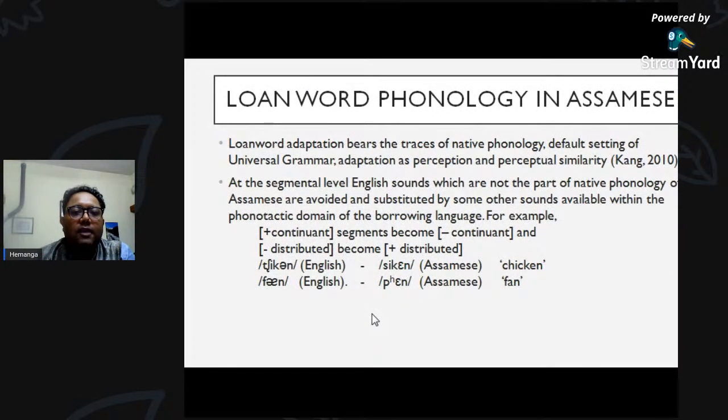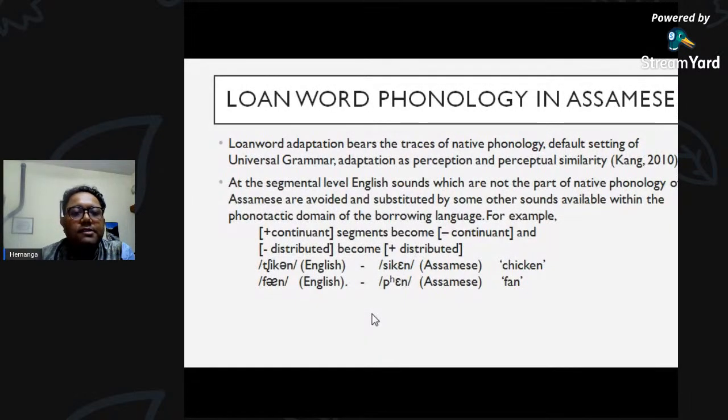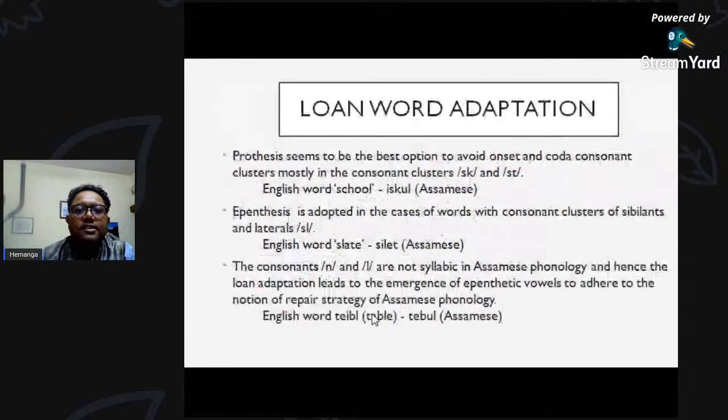Plus continuant minus distributed. The cha becomes a stop, and then minus distributed becomes plus, sorry. So fan is a plus continuant sound, the fa, so it becomes a minus continuant pan, and minus distributed becomes plus distributed. In this way you can see different patterns.